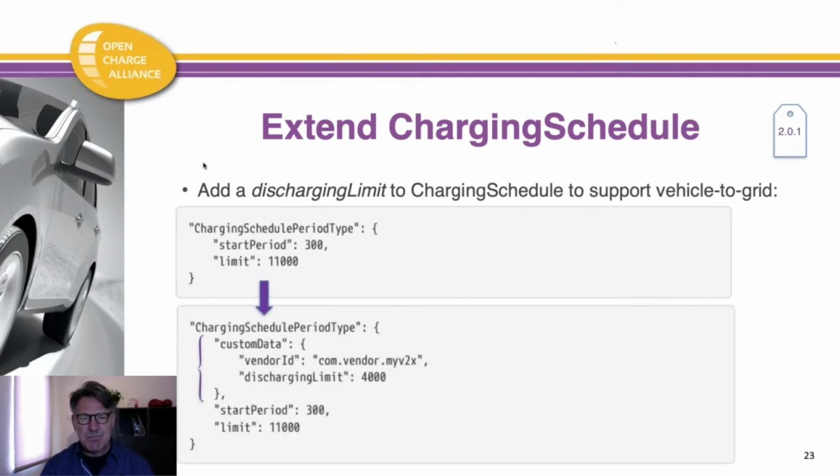But then I can simply add to the message the custom data element with the vendor ID called com.vendor.myv2x and the new field discharging limit. So the other side will read that data and will then be able to deal with it. And if you have an implementation that does not recognize that extension, it will simply ignore it.